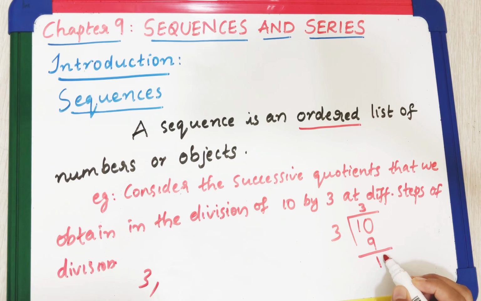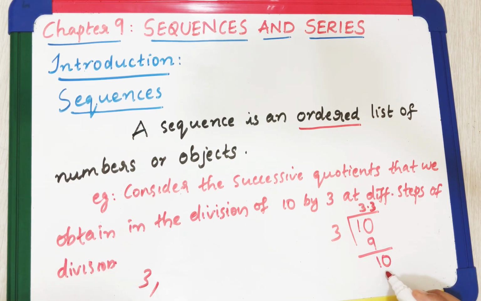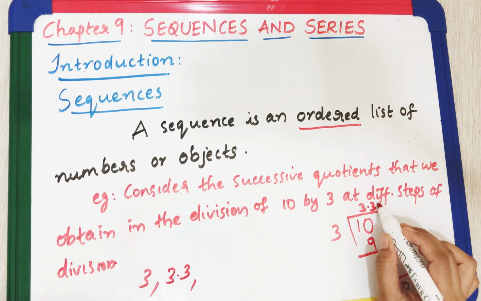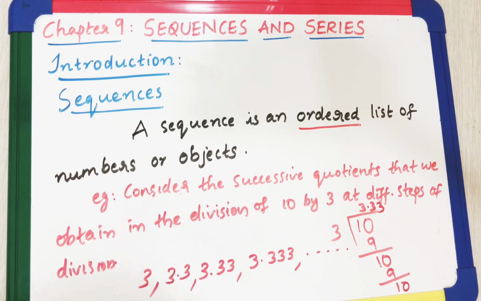See the next step, 10.3, 9. Here in the second step, the quotient is 3.3. Similarly, in the third step, the quotient will be 3.33, and in the next step 3.333 and so on. See, this forms a sequence. Here, the first member is 3, second member is 3.3, third member is 3.33 and so on.